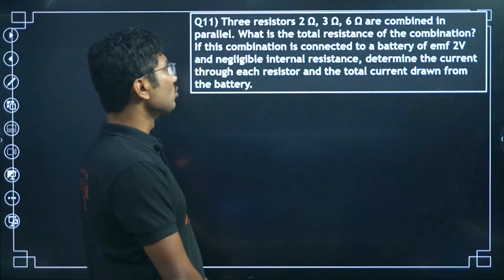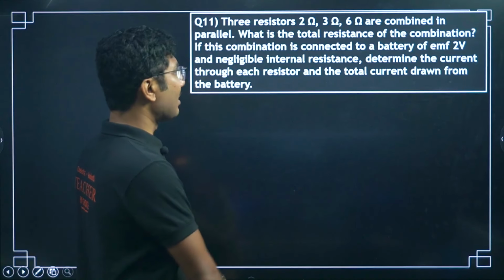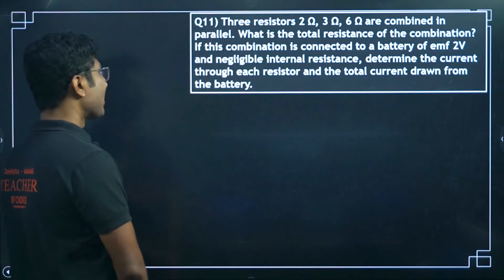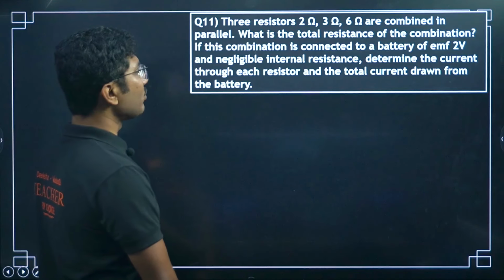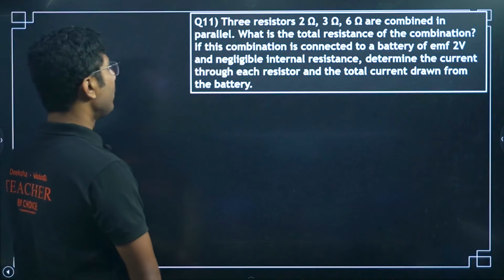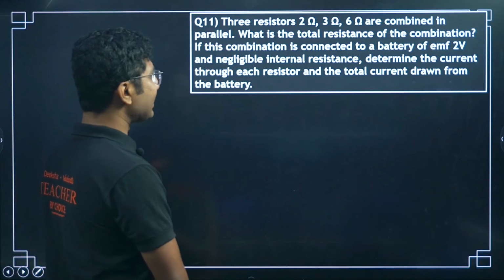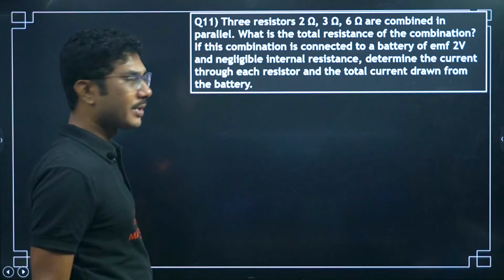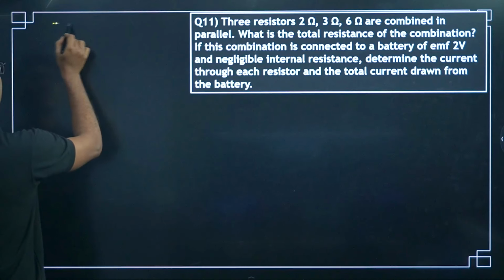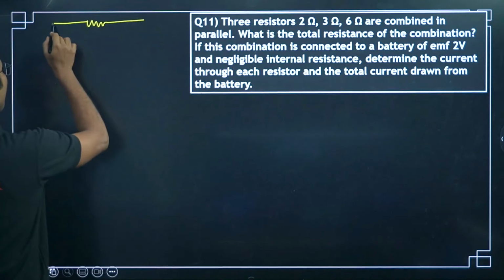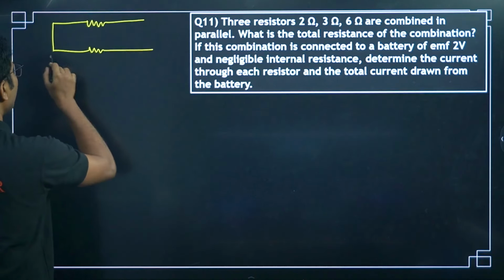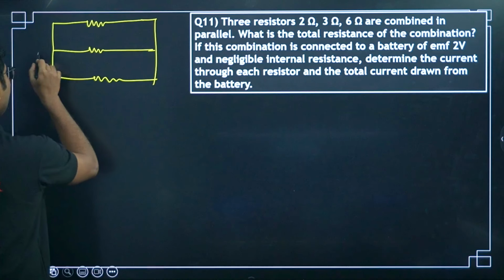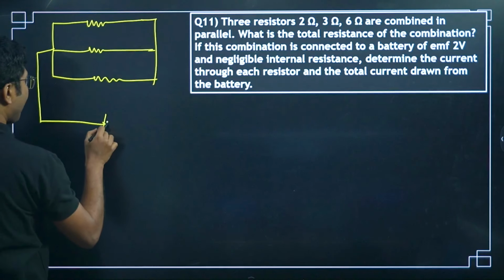3 resistors 2 ohm, 3 ohm, 6 ohm are combined in parallel. What is the total resistance of the combination? If this combination is connected to a battery of EMF 2 volt and negligible internal resistance, determine the current through each resistor and total current drawn from the battery. Here we have 3 resistors, 2 ohm, 3 ohm and 6 ohm, they are all connected in parallel. Let us connect it to the battery as well.